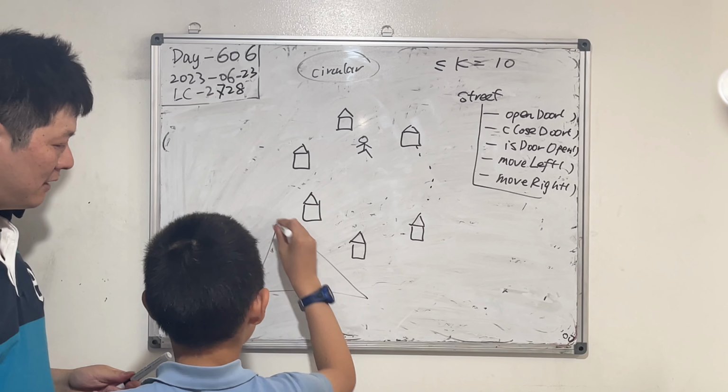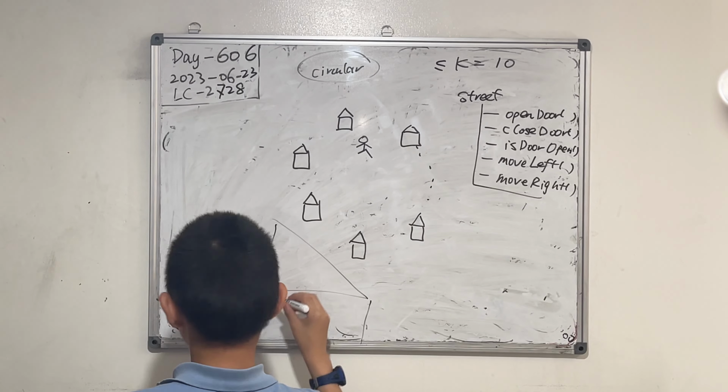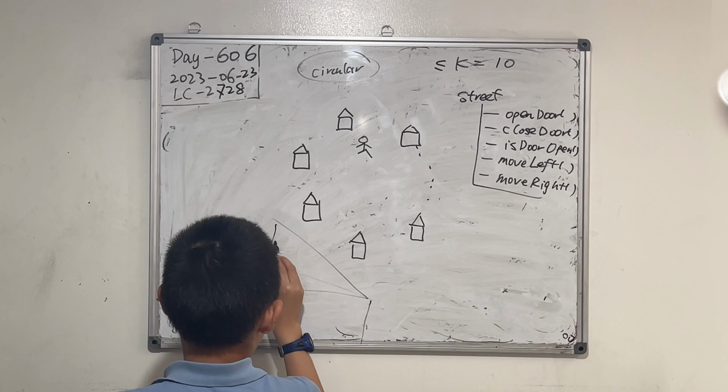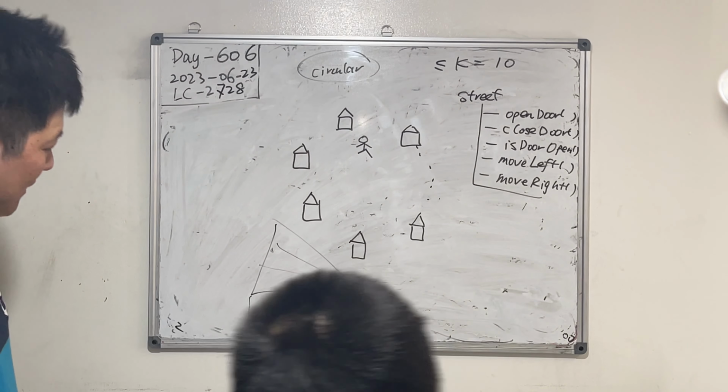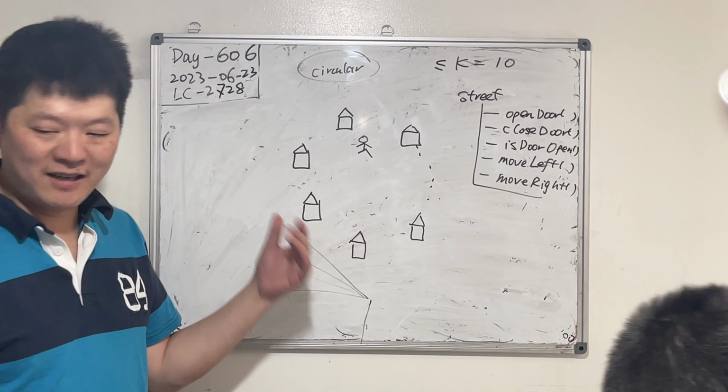It's a big house. How many triangles are there? Yeah, we can talk about that next, okay?